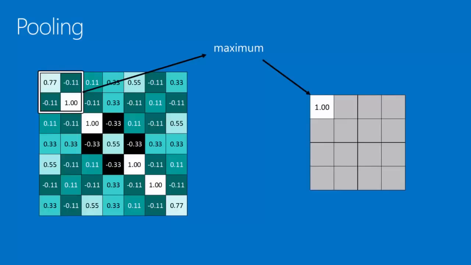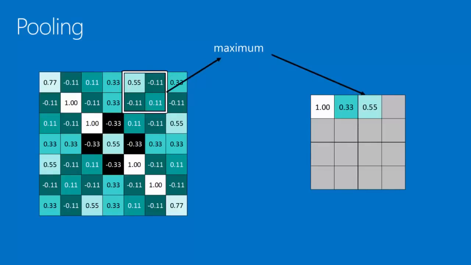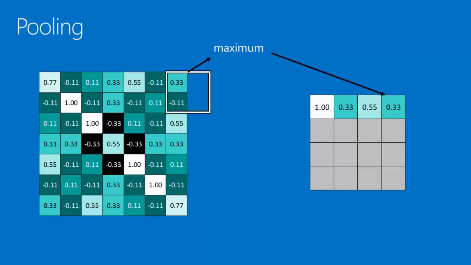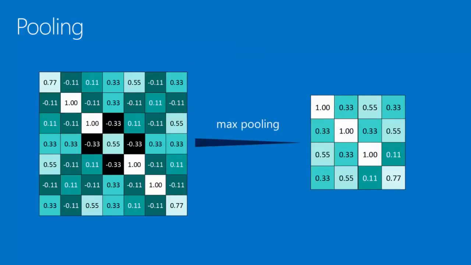So to illustrate this, we start with our first filtered image. We have our 2 pixel by 2 pixel window. Within that window, the maximum value is 1. So we track that and then move our stride of 2 pixels. We move 2 pixels to the right and repeat. Out of that window, the maximum value is 0.33, etc., 0.55. And when we get to the end, we have to be creative. We don't have all the pixels representative, so we take the max of what's there. And we continue doing this across the whole image.